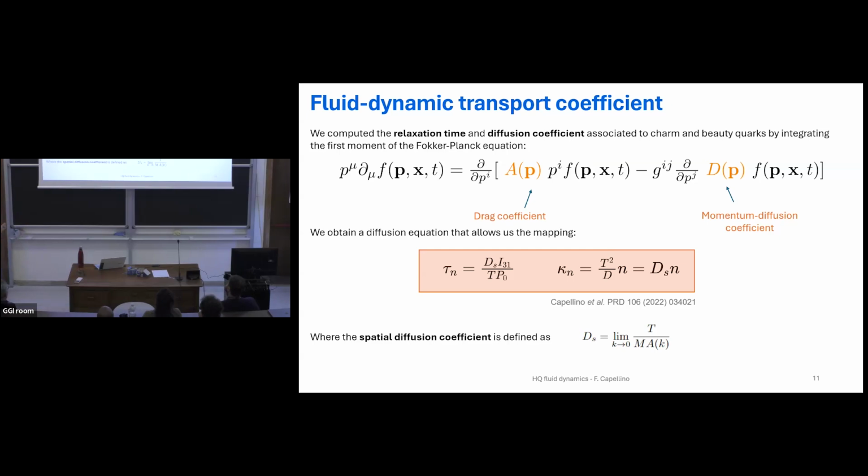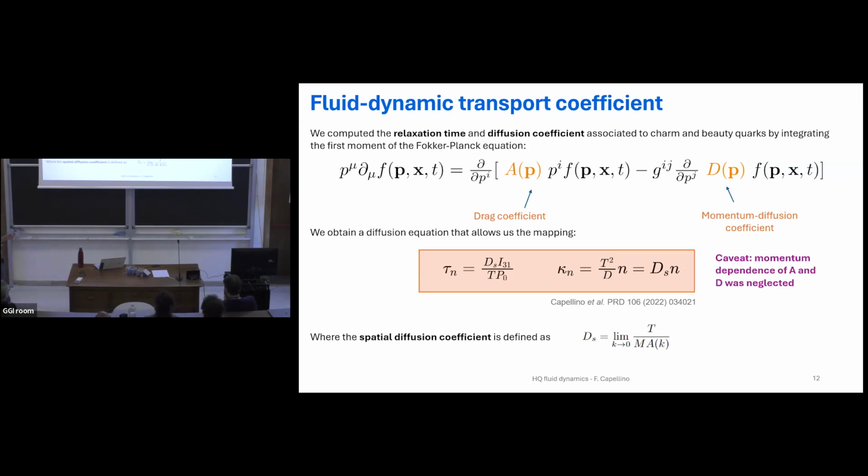If we integrate the first moment, then we get exactly the diffusion equation that we mentioned before. We can identify the coefficients that we find from here with the transport coefficients that we defined in the fluid dynamic description. Therefore, we get an expression for tau_n and kappa_n, the spatial diffusion coefficient, and we express this in terms of D_s, the heavy quark spatial diffusion coefficient, which is again the phenomenological property that we are interested in.